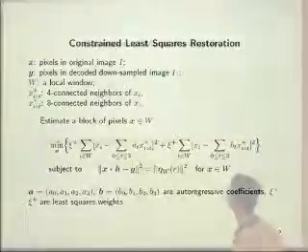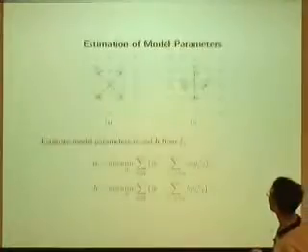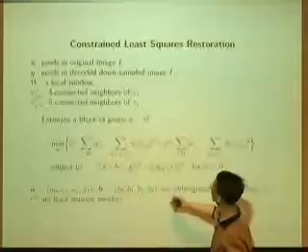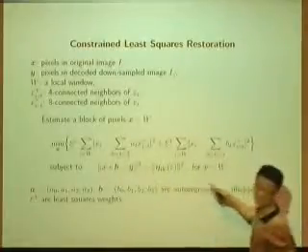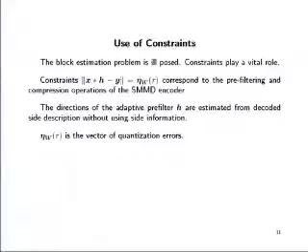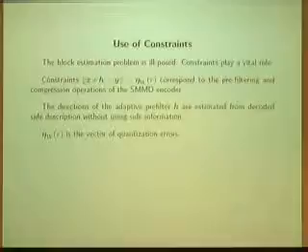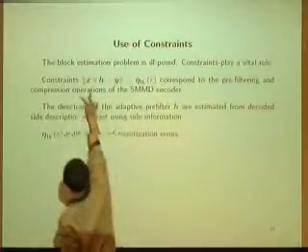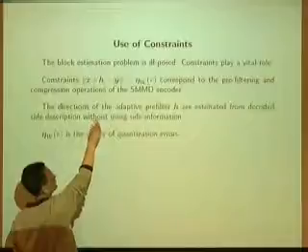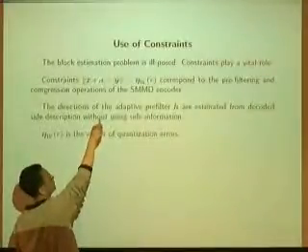Those weights can be okay. By the way, I have to say something about this important term, this constraint, right? Because the original estimation problem is ill-posed, many solutions can satisfy that. So therefore, constraints play an important role. The constraints here, I already explained, right? This is the cascade of prefiltering plus downsampling.